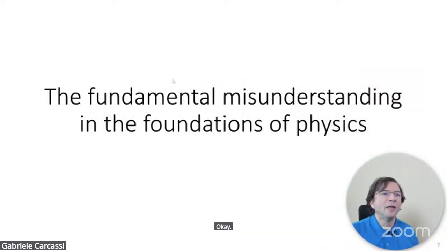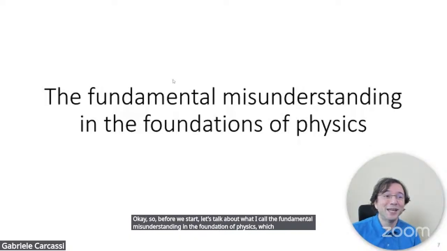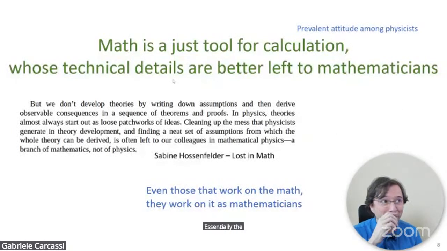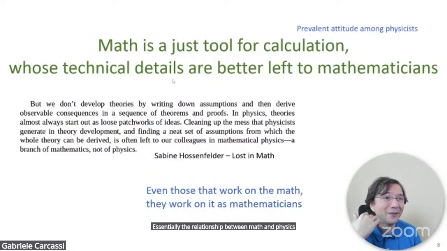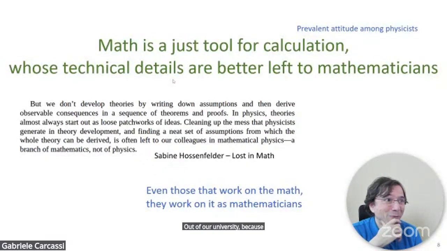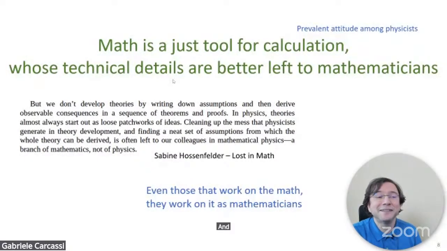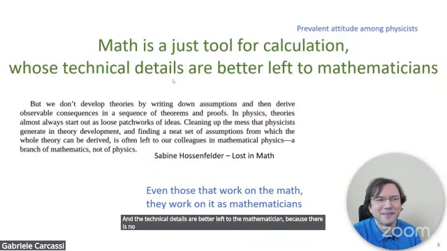Okay, so before we start, let's talk about what I call the fundamental misunderstanding in the foundation of physics, which is essentially the relationship between math and physics. The prevalent attitude among physicists, and it was also my attitude when I was out of university, because that's basically what you are taught, is that math is just a tool for calculation. And the technical details are better left to the mathematician, because there is no physics inside those technical details.